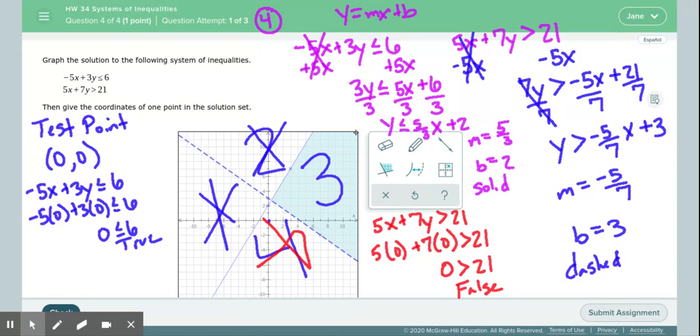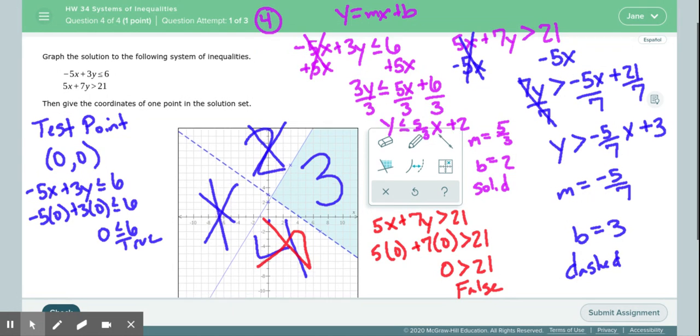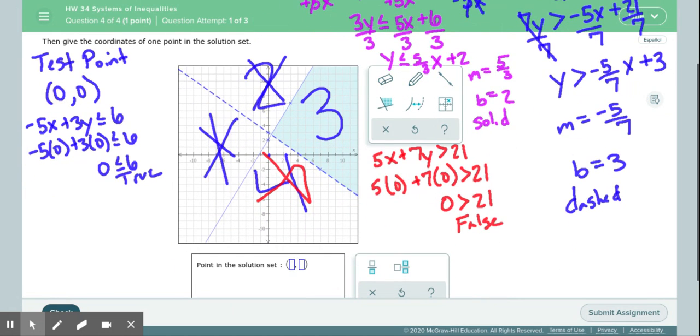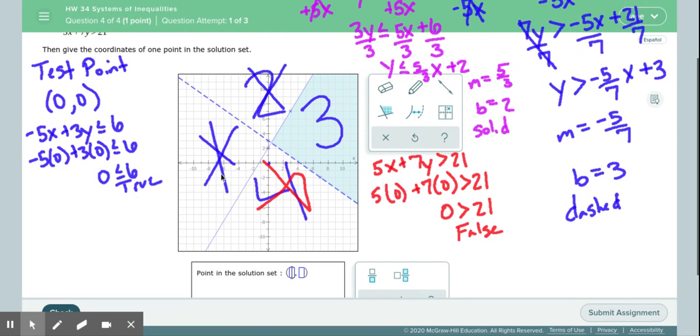Oops, it's not, because I didn't scroll down all the way, and apparently there's more to this question than what I did. A point in the solution set. All right, so one last thing is I need to type a point that is in my shaded region. It can be any point that I want that's in this shaded region. So let's go ahead and go this point right here, which would be at 10, 1.